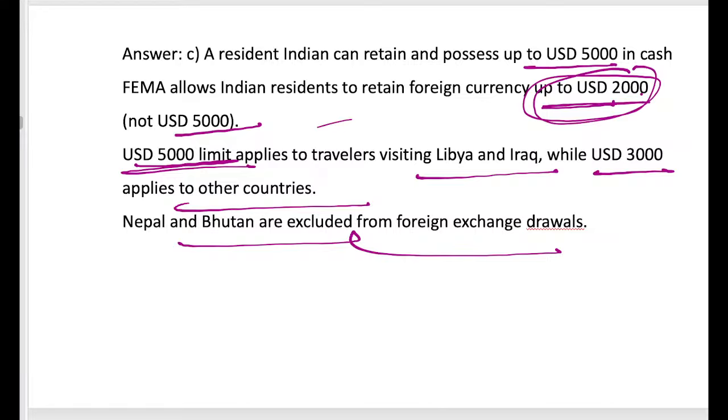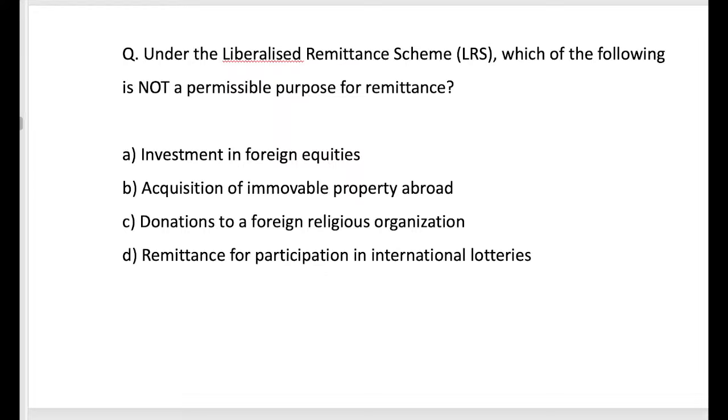ठीक है. So 3000 USD for normal courses which we can carry outside India, and for Iraq and Libya it is 5000. When it comes to Russia and Iran, there is no limit. ठीक है. So these three differences are there related to retention, as well as while we go outside. Retention, we can retain foreign currency up to 2000 US dollars. ठीक है. चलो next one.